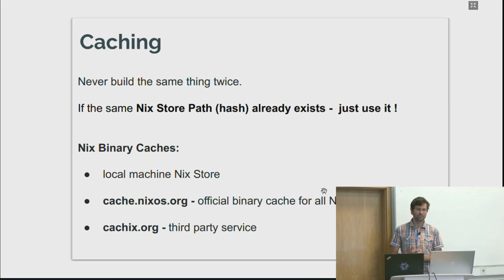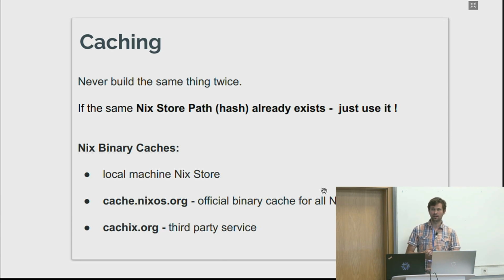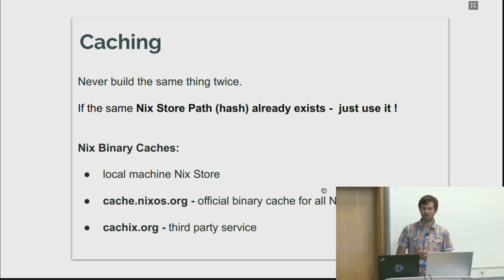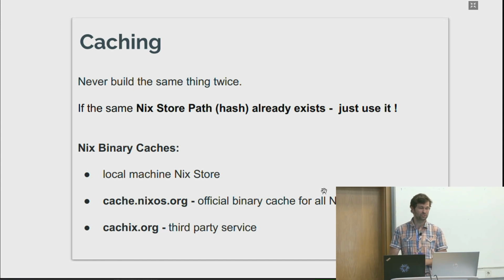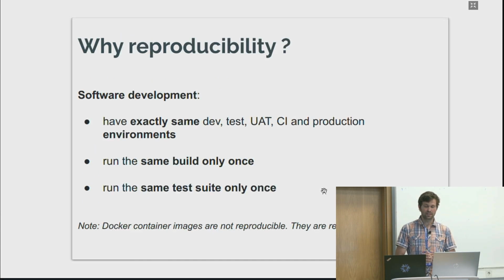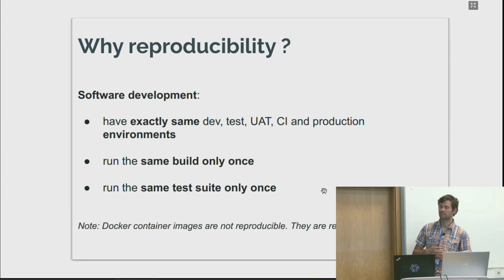Because it's reproducible, if I build software on my machine, it doesn't need to be built anymore. It is stored in cache. We have a local cache on our machine. We have the official Nix packages cache. We can have other third-party caches or services built by us, and we can forever use a once-built package or any kind of output.